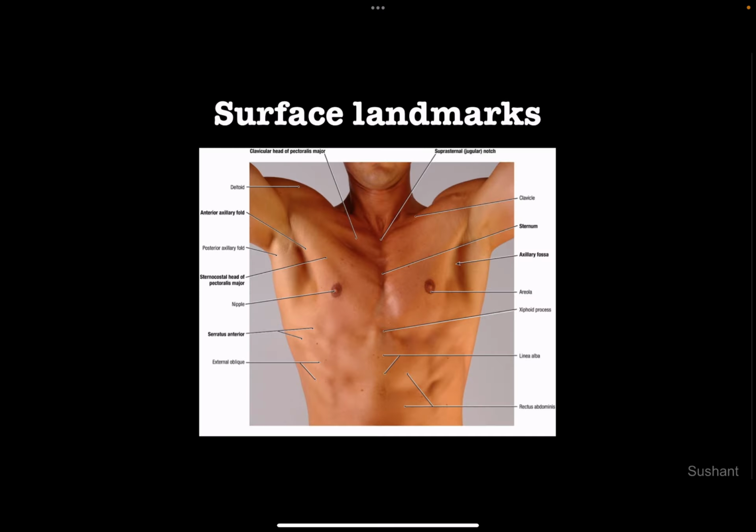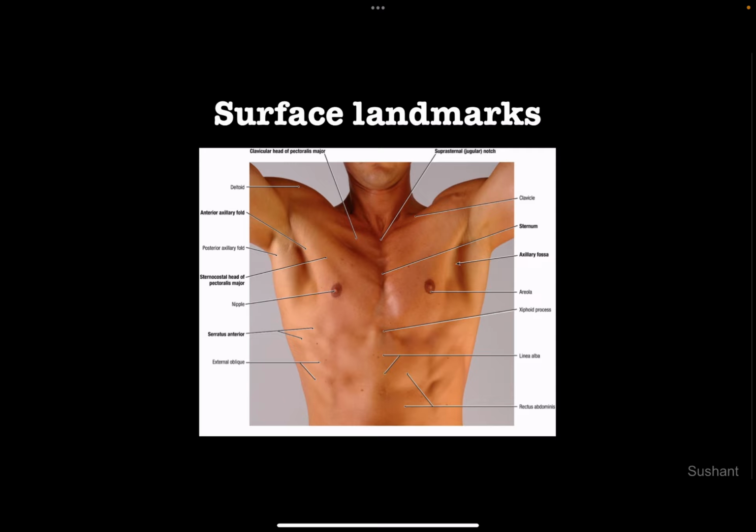So now, what are the surface landmarks on the pectoral region? The pectoral region is the upper part of the chest region where we have some bones covered by the skin, fascia and muscles. In today's video, I'm going to talk about the four major muscles that we find in the pectoral region. Before we go to the muscles and the other details, I'd like to introduce you to the surface landmarks in the pectoral region.